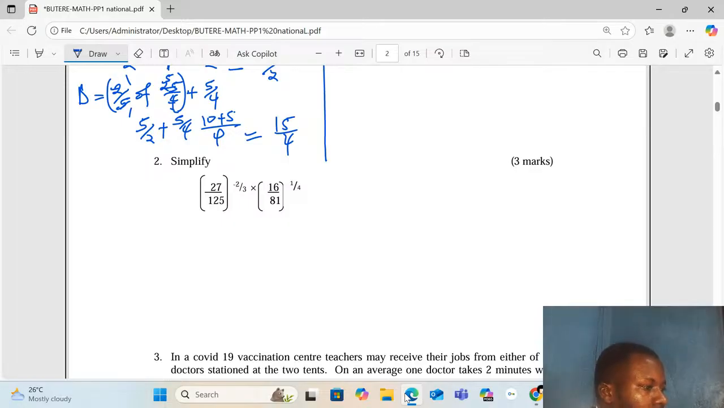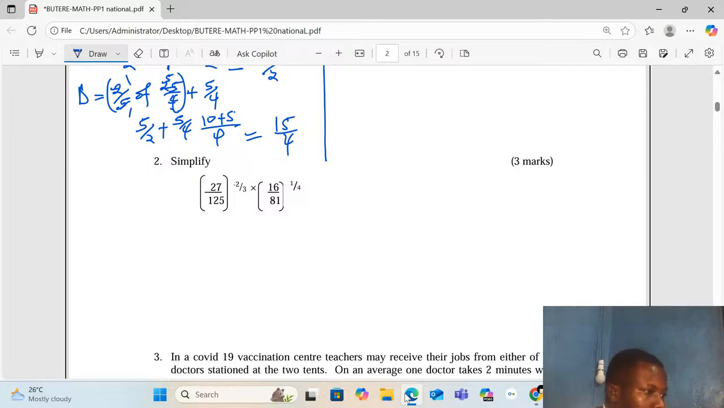Okay, we can move to question number 2 now. It is 27 over 125 power negative 2 over 3 times 16 over 81 power a quarter.